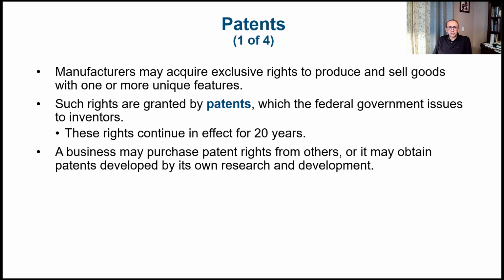Let's see the first example of intangible assets, which is patents. Manufacturers may acquire exclusive rights to produce and sell goods with one or more unique features. Such rights are granted by patents, which the federal government issues to investors. These rights continue in effect for 20 years. A business may purchase patent rights from others, or it may obtain patents developed by its own research and development.